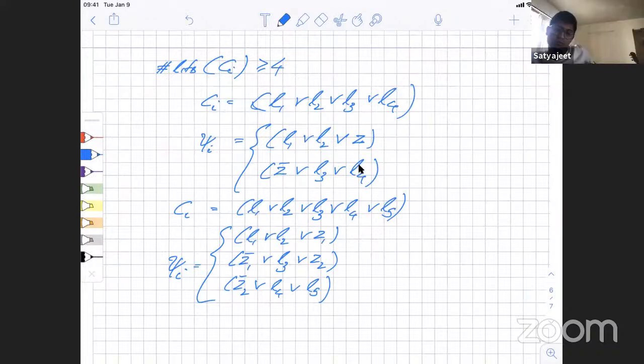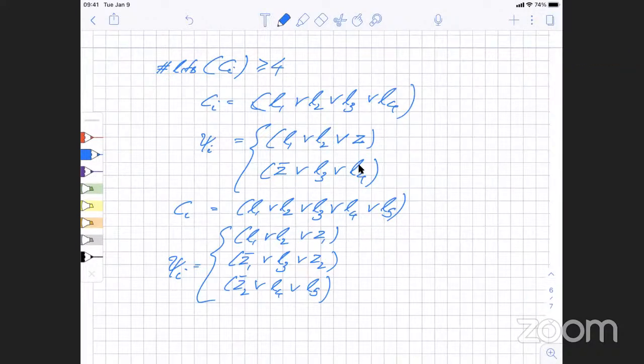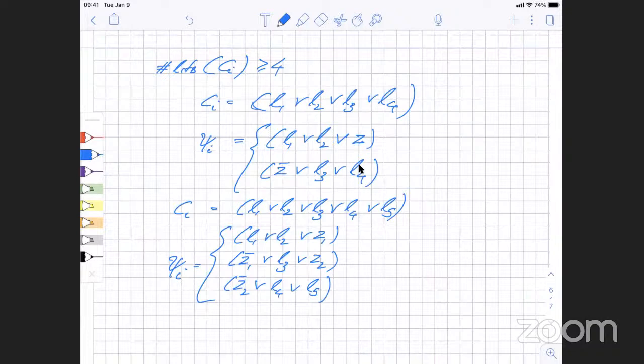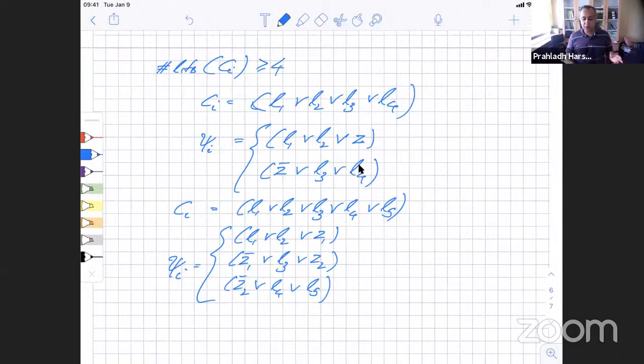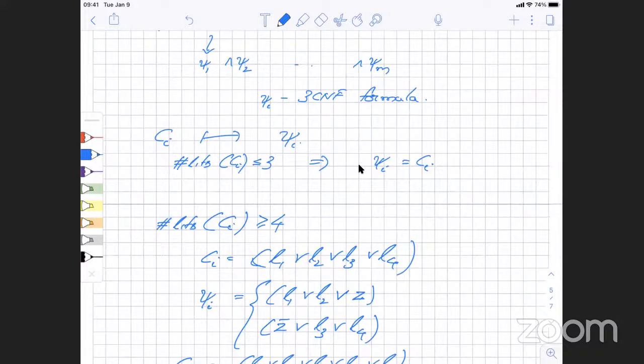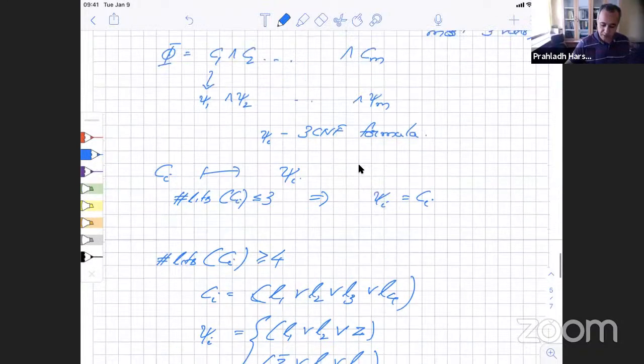So the blow up is linear in the number of literals. If the original number of literals was m, the number of things will be m minus 2. Therefore, the number of 3CNF clauses that we will have will be a function of the total number of literals of the original clause Ci, where literals are counted with multiplicity, in phi.